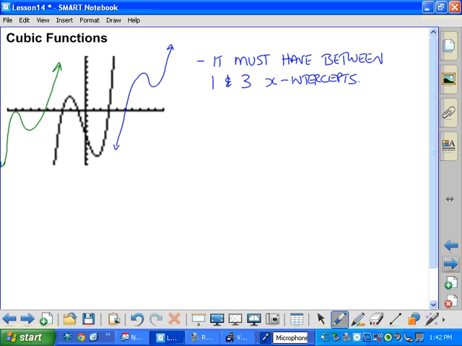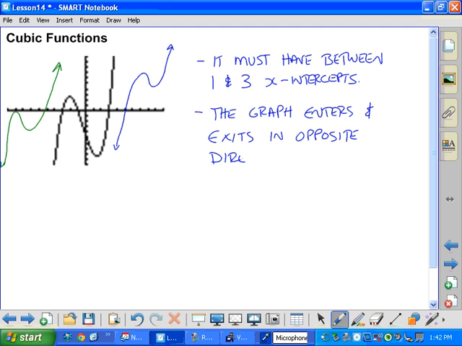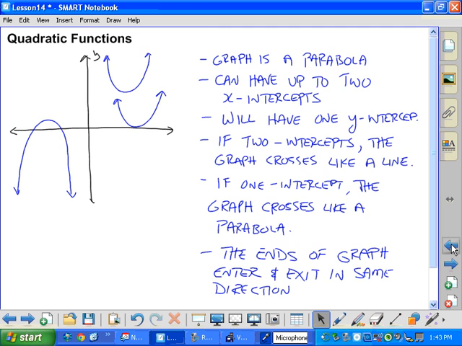Why is that? Well, it goes back to the line here. If you look at all three graphs that I made, okay, they exit in opposite directions. All right, so that goes back to the fact that the graph enters and exits in opposite directions. So I'm now out of order with those properties, but it ties together a little bit better. I'm not going to worry about the y-intercepts anymore.